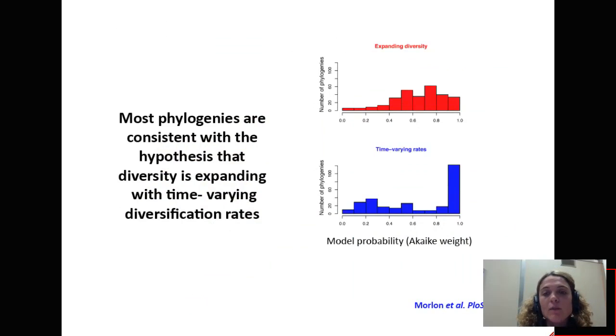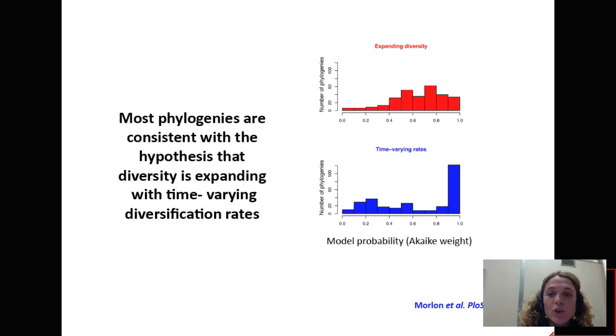The graphs you see here show the number of phylogenies with a given support for a given model. Basically, if the phylogenies fall on the right of the graph, it means that they support a scenario of expanding diversity, so not a scenario of equilibrium dynamics. Whereas if the phylogenies fall on the left, they suggest a scenario of equilibrium dynamics. And you see that there's very large support, for many phylogenies, for a scenario where we are not in a situation of equilibrium dynamics.